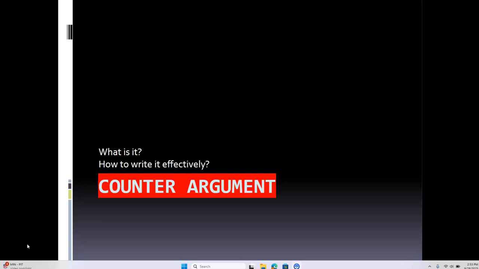As you can see here on the screen, the topic that we're going to be talking about today is counterargument paragraphs. So as you guys know, over the past several weeks, we have been diving into the different parts of an on-demand. We've talked about introduction paragraphs, we've talked about body paragraphs, and then our focus this week is going to be all about the counterargument paragraph.